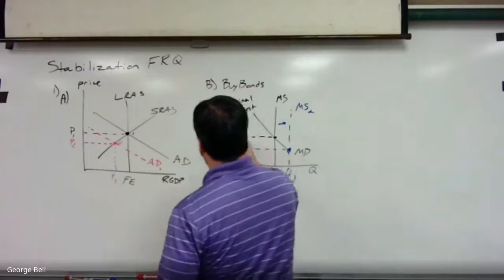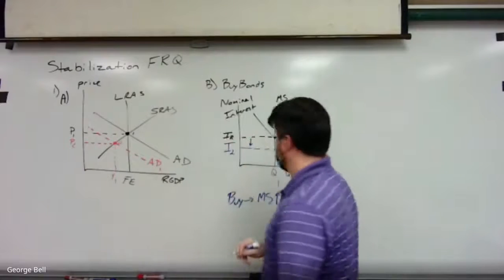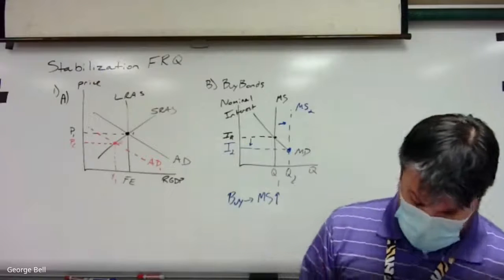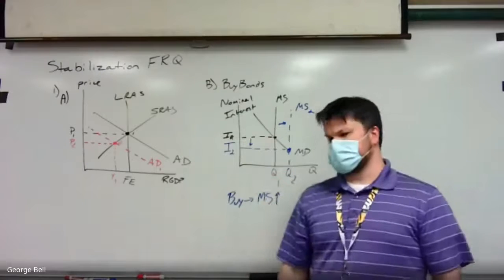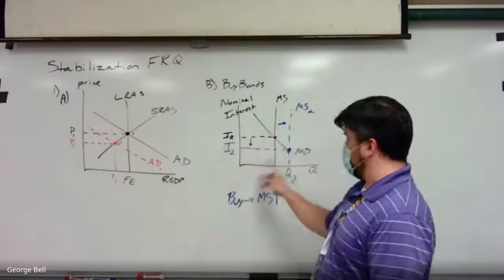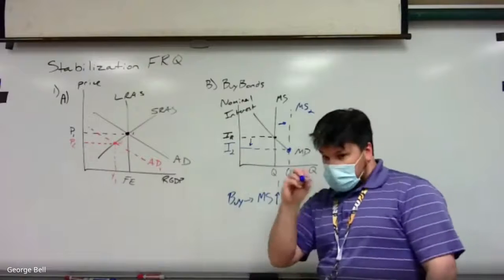And that was the initial rate. Here is the new one. I'm going to write I2. Nominal interest rates have gone down. So your answer for B1, what will happen to nominal interest rates? Nominal interest rates will decrease. And if it said explain or show, you could use this graph to explain or show. Or a sentence would do it.